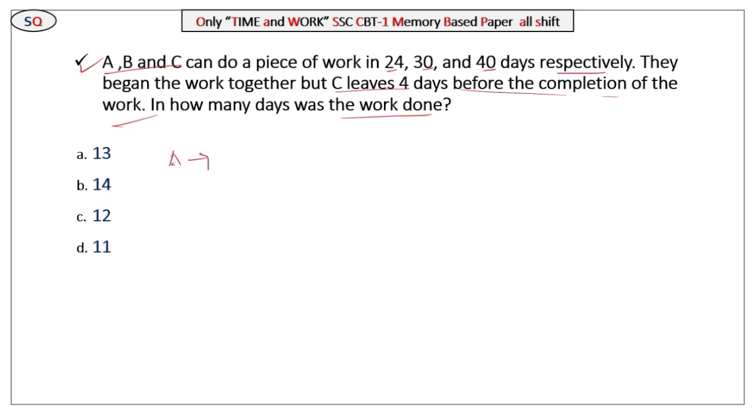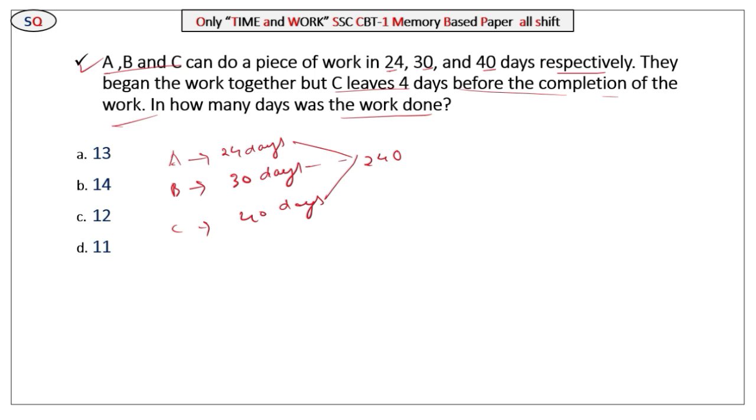A can do it in 24 days. B can do it in 30 days. C can do it in 40 days. So what will be the LCM of 24, 30 and 40? The LCM will be 240. The LCM of 24, 30 and 40 is 240.